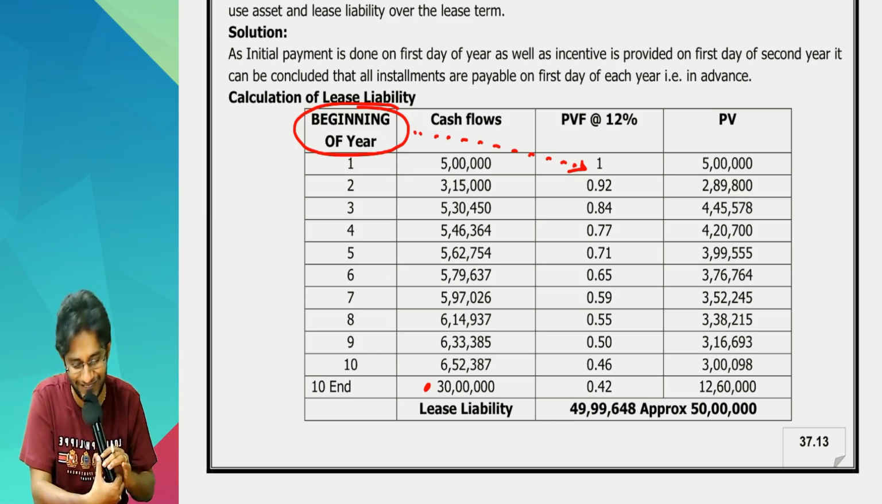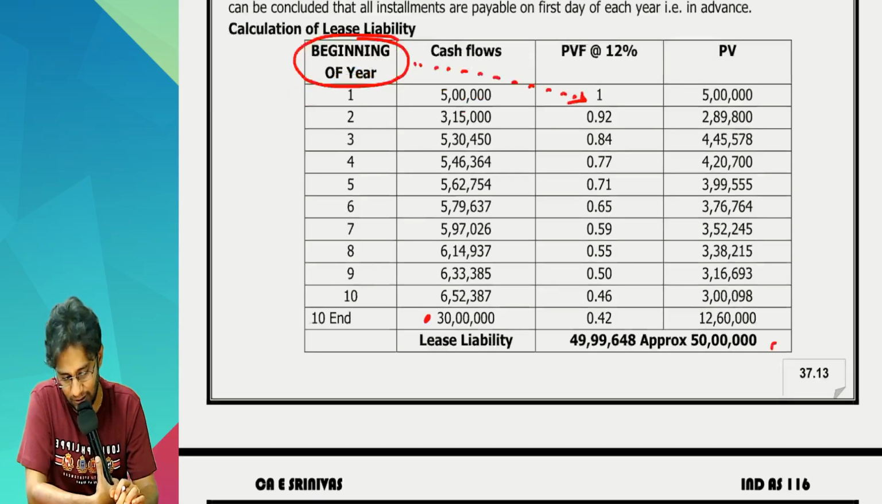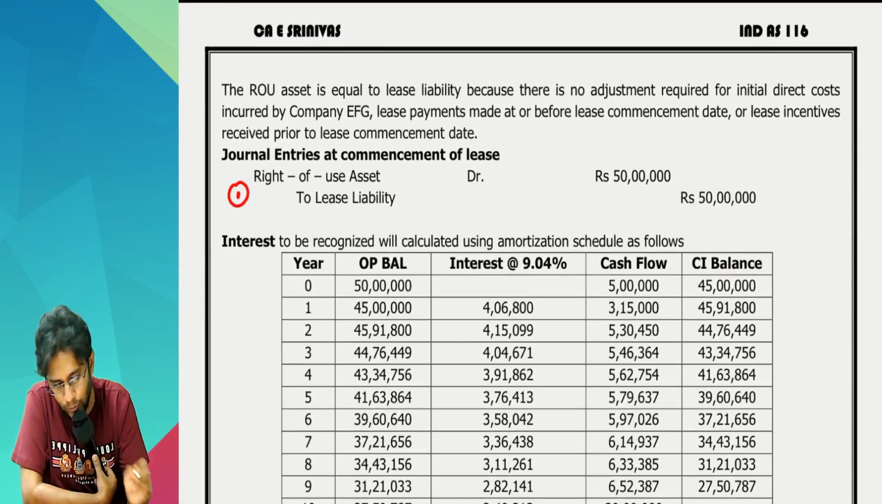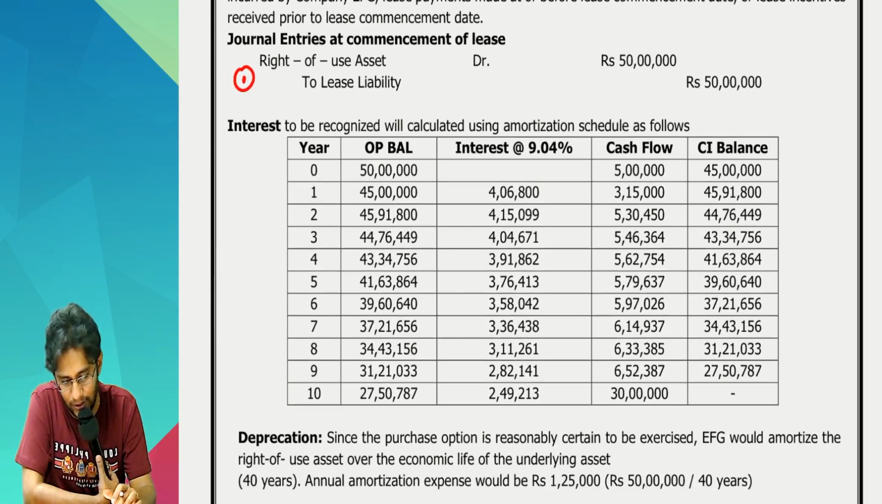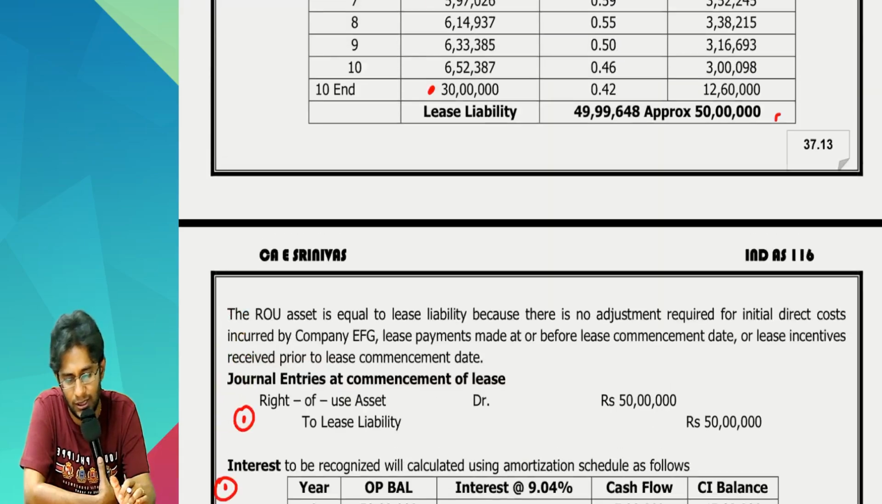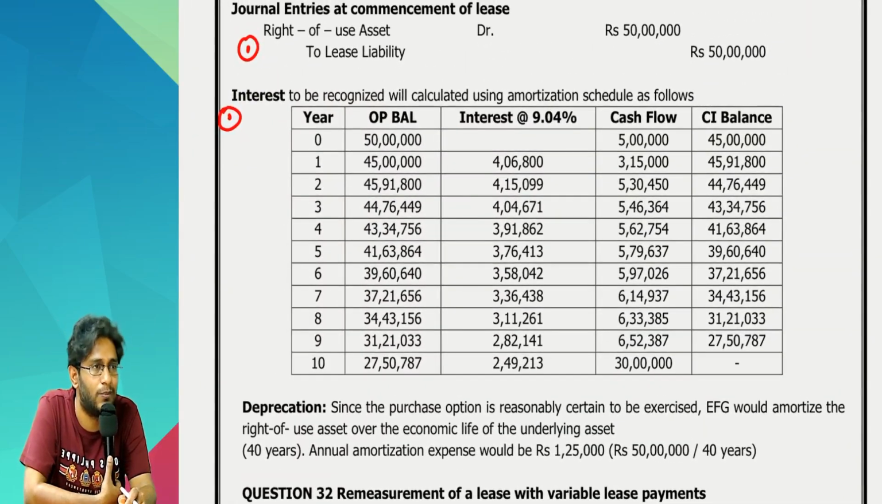So if you discount everything, you get some lease liability. Then he wrote the entry, ROU asset account debit to lease liability. Then he wrote one table. A table nobody asked, but he did voluntarily. What is that table? ACM table he did. What is ACM table? It will give you interest expense of each year on your lease liability.